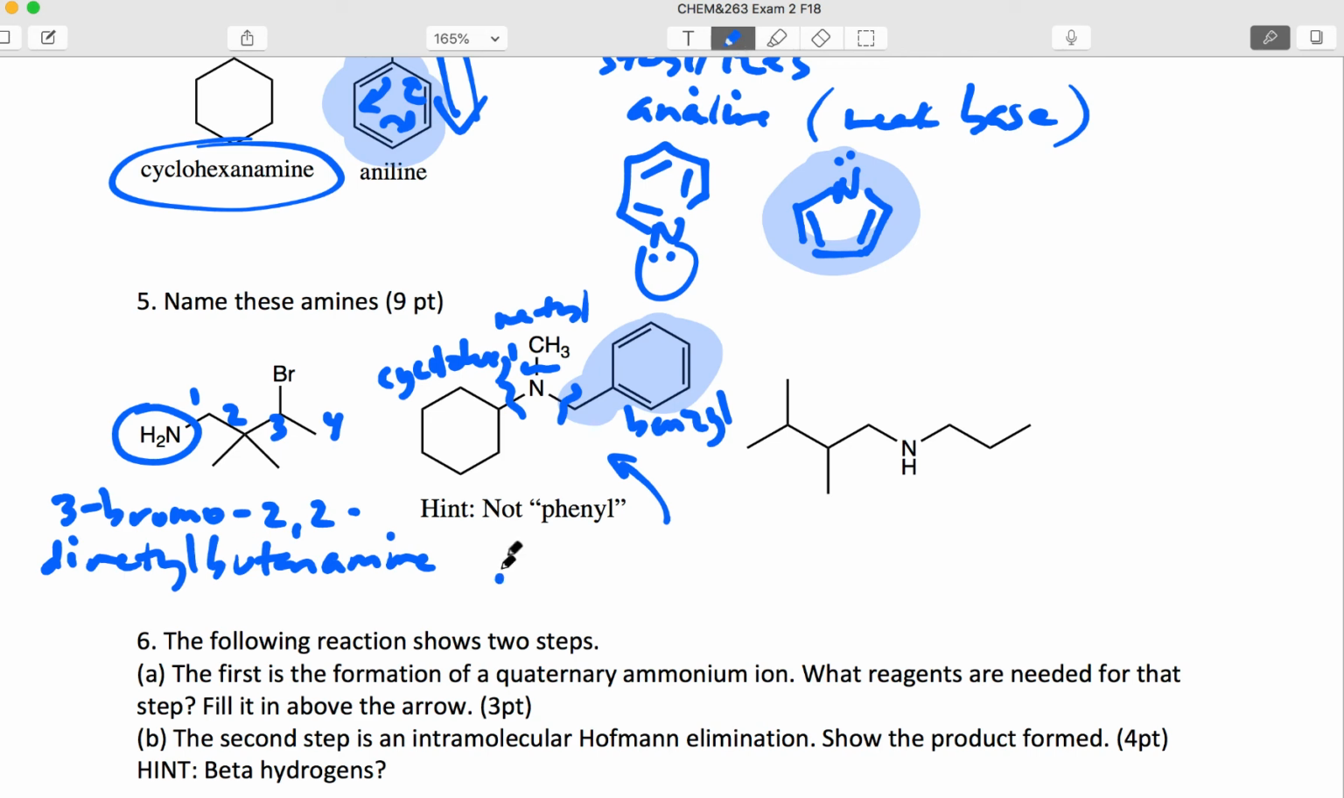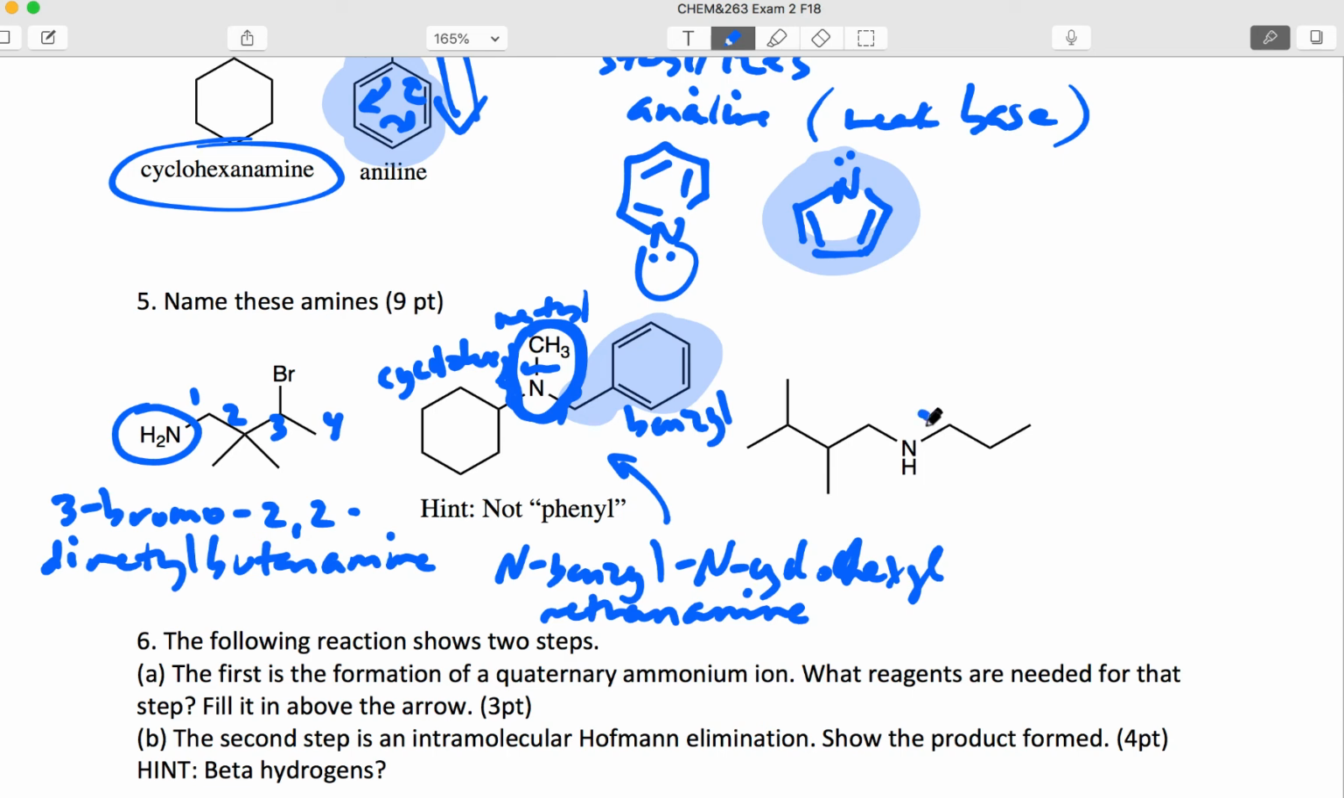So this will be called N-benzyl because it's on a nitrogen, N-cyclohexyl, and then I will call this my parent chain. So for the parent chain, you do not have to say N again. You can just add methanamine. For this group here, this is going to be my parent chain right here. And so I'm going to have a propyl group, an N-propyl group over here, and my parent chain is going to be a butanamine.